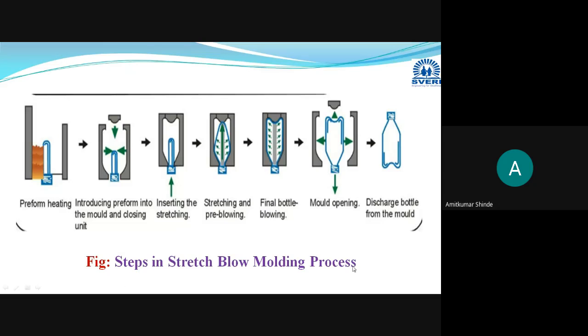stretch blow molding process. Here we are performing some stretching, and stretching will be performed using mechanical arrangements instead of compressed air. After that pre-blowing will be done, or you can say that blowing will be performed in two stages: pre-blowing and final blowing. In the remaining stages the blow molding process is followed and the final component is obtained. So this is the stretch blow molding process.